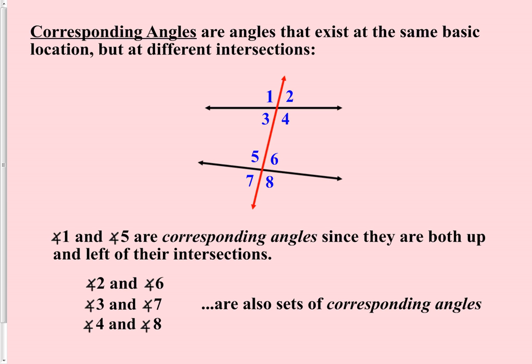Corresponding angles. Corresponding basically means existing at the same general location but at different intersections. So we said like angle 1 and angle 5 in this case would be corresponding angles because they are both up and to the left from their intersections. Angle 2 and angle 6 are both up and to the right. Angle 3 and angle 7 are down and to the left, and so on. The word corresponding does not mean anything about the measurements. It only refers to the locations around the intersections of the transversal.